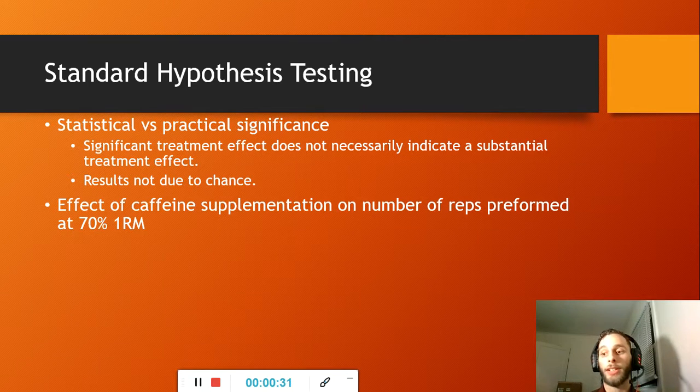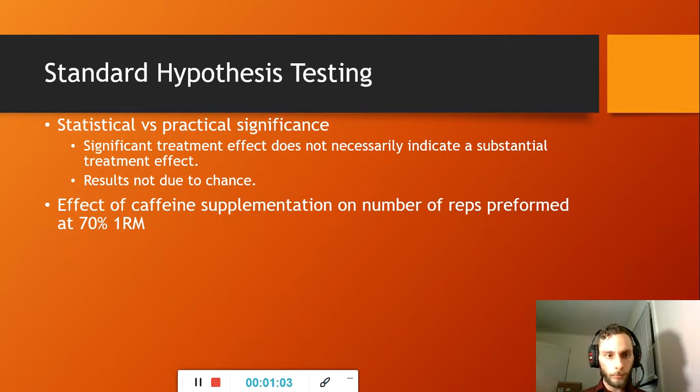When we do a traditional hypothesis test, we are doing it to figure out whether or not the results we're seeing are due to random chance. So when we do a statistical test and we find a significant result, we say that that result wasn't due to chance. A significant finding in a test doesn't necessarily mean a substantial treatment effect, or practical significance.